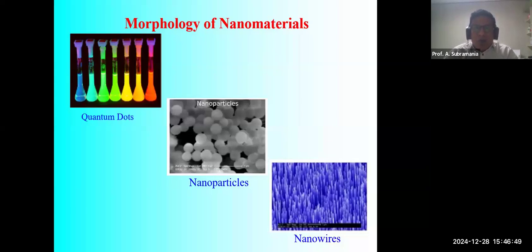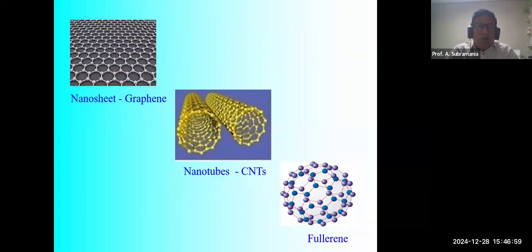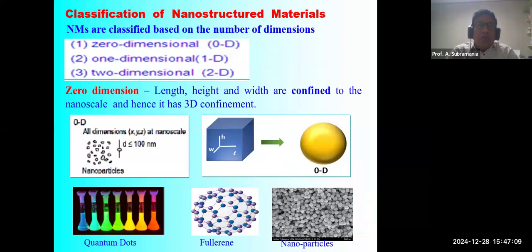That is the morphology of nanoparticles. Then nanowires morphology. Then nanospring is like this. Then nanofibers. Then nanorods. This is the nanoseed. Example, graphene. Then nanotubes, best example, carbon nanotubes. Then fullerene. The nanomaterials are also classified based on the number of dimensions. So that is 0-dimensional materials, 1-dimensional materials, and 2-dimensional materials. Let us see one by one.